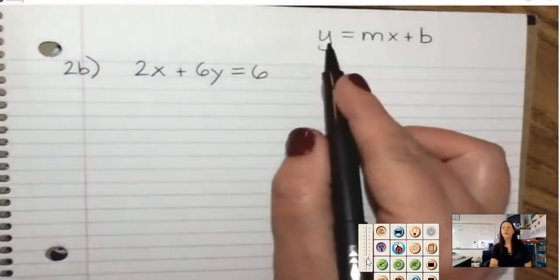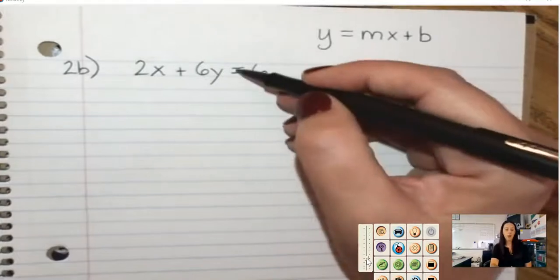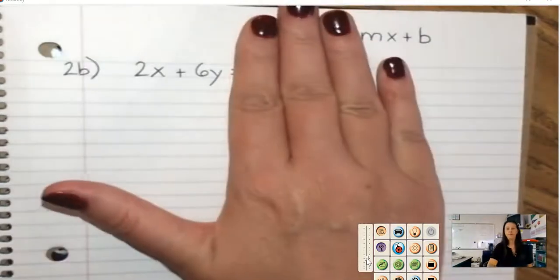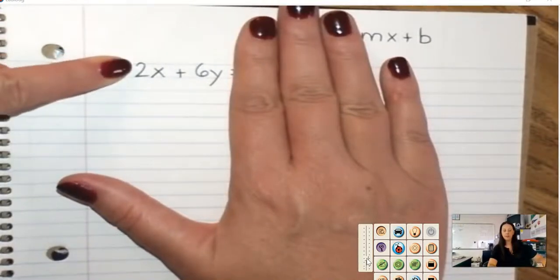We need to get y by itself. I need everybody paying attention right now. If it helps, draw your line going down from your equal sign. Look at the side that has the y. Get rid of the other term. So we're going to get rid of 2x's.